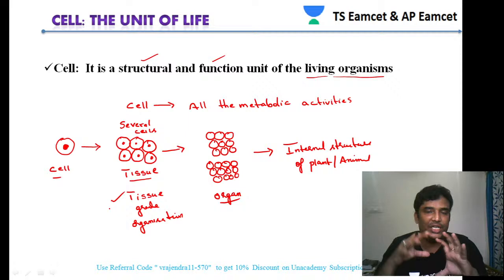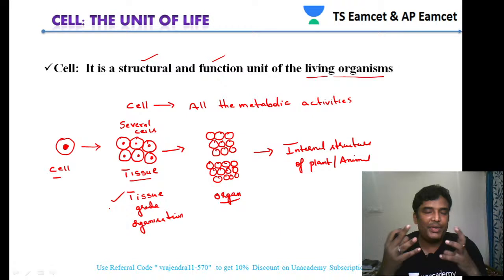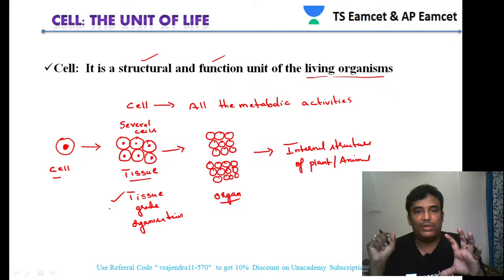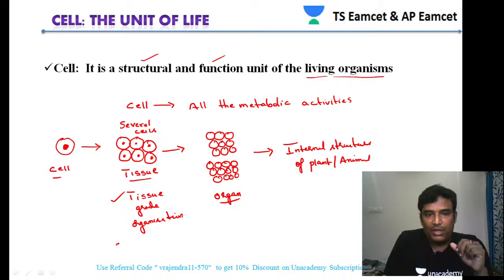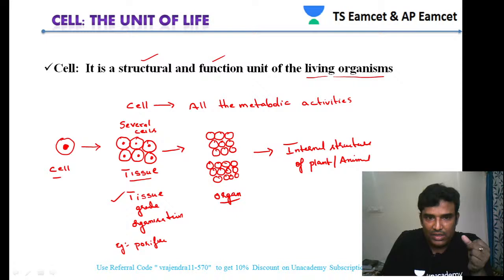The tissue performs some specific function, for example parenchyma tissue, collenchyma tissue, and sclerenchyma tissue. Like that, it forms different types of tissue. If tissue is playing an important role, such type of organization is called tissue grade organization. For example, in poriferan members we have tissue grade organization. Similarly, in ciliates also we have tissue grade organization.